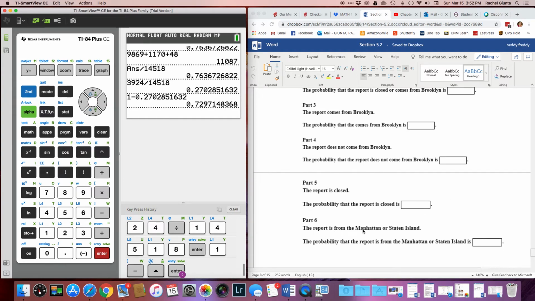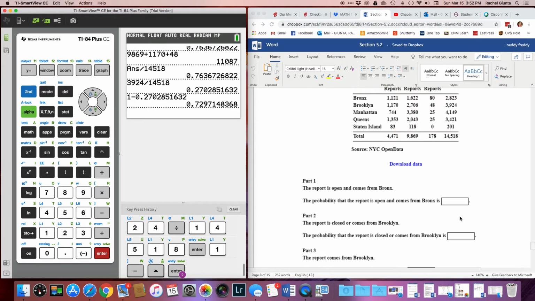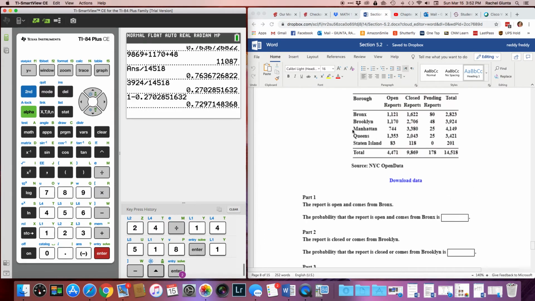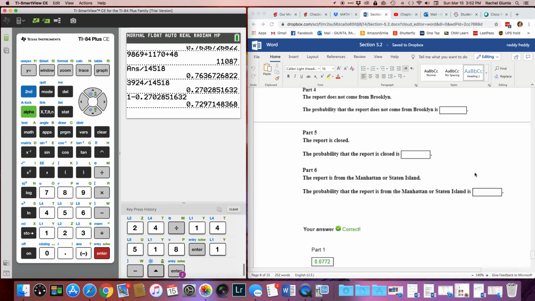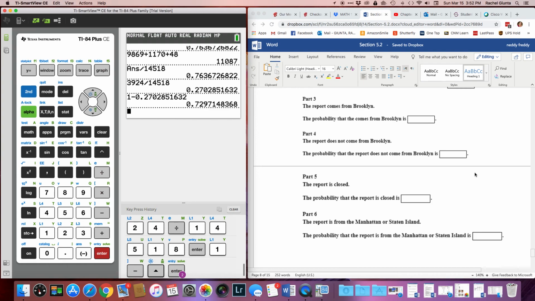Probability that the report is from Manhattan or Staten Island. Here's another "or," but in this case there's no overlap because we've got Manhattan or Staten Island. There's not a report that could come from both, so this is just a much more straightforward: take the Manhattan reports, add the Staten Island reports, get the total reports, divide by 14,518. And that's it for this, and this is at this point the last example from section 5.2.